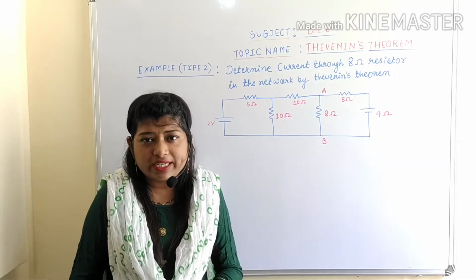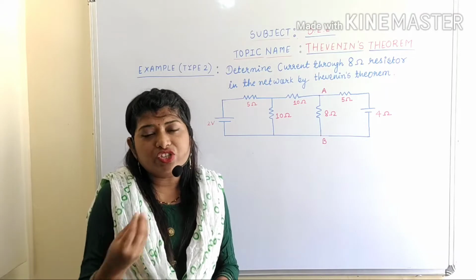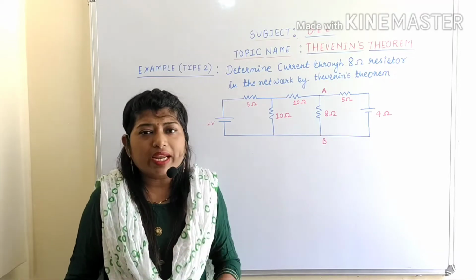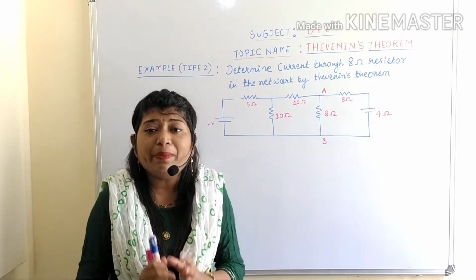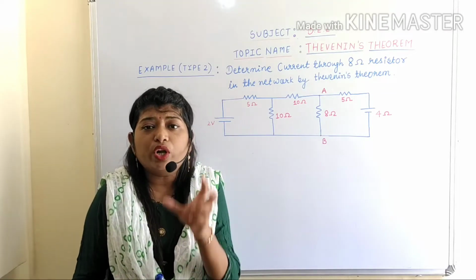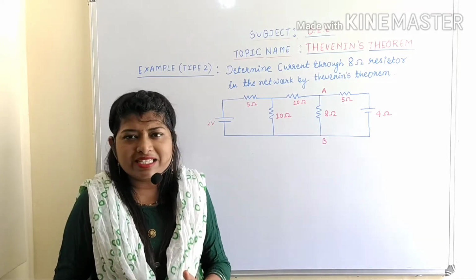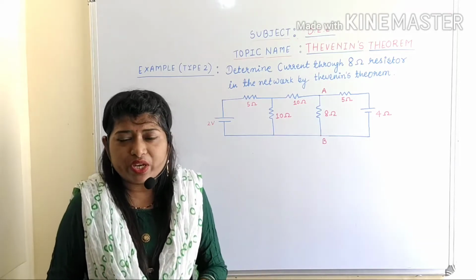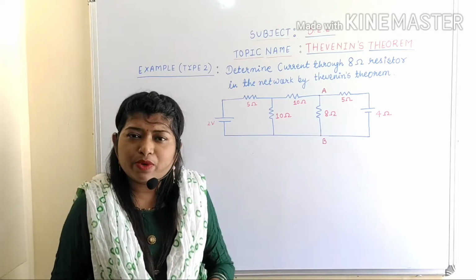Across the two open terminals you need to assign VTH, and then use any one of the network simplification techniques to calculate the current flowing through each and every mesh. Once you get the current value, you can easily find VTH by simply applying Kirchhoff's voltage law across the open terminal. Already we had studied how to get the VTH equation with the help of Kirchhoff's voltage law.